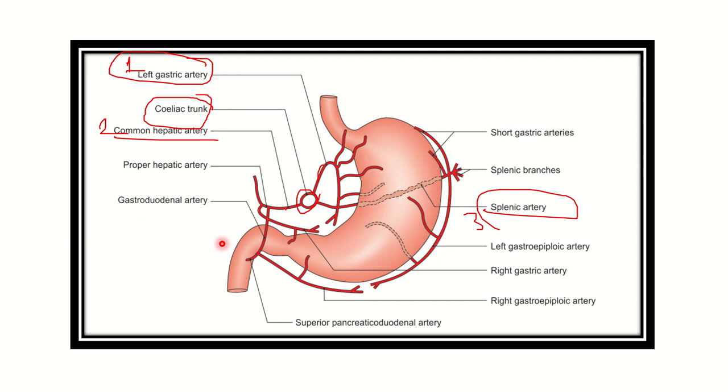So the common hepatic artery supplies the liver, the gallbladder, the cystic duct, and it also supplies the pancreas, and some part of the stomach and also the duodenum.